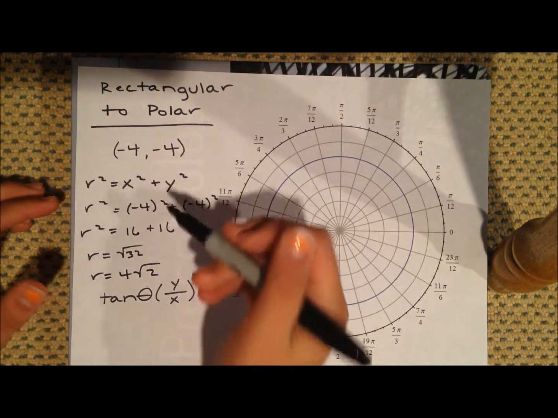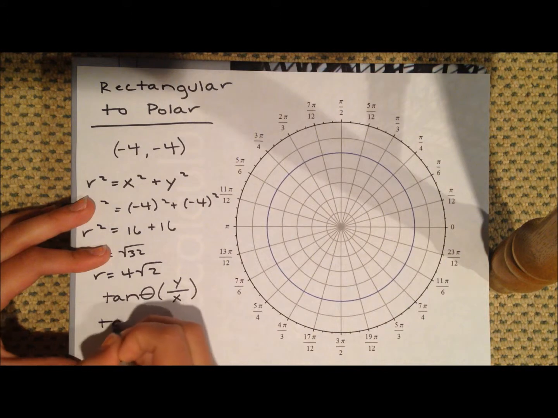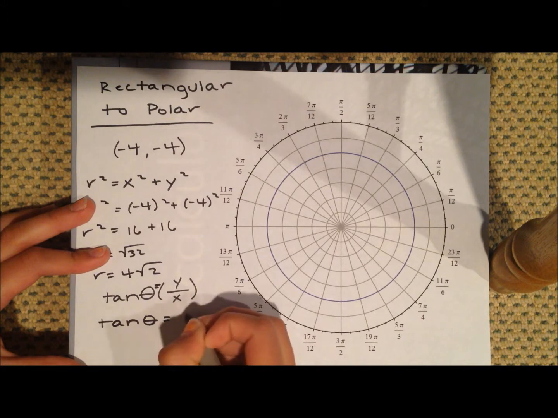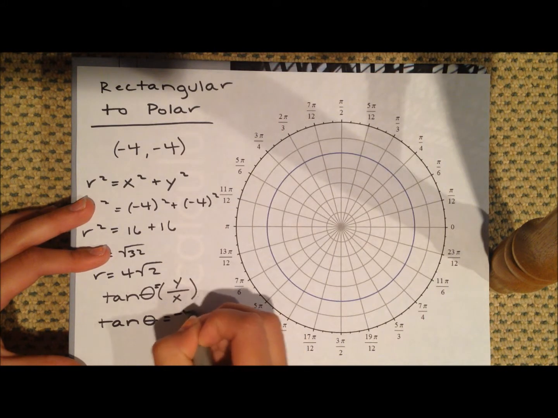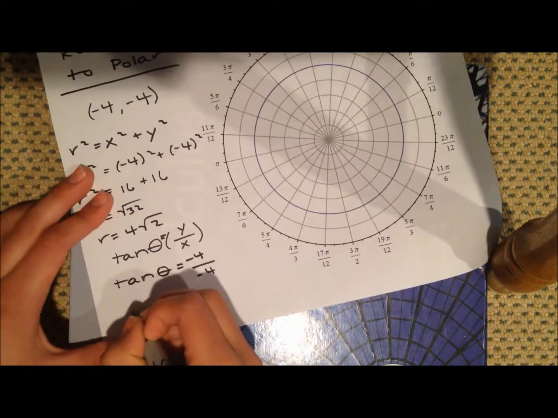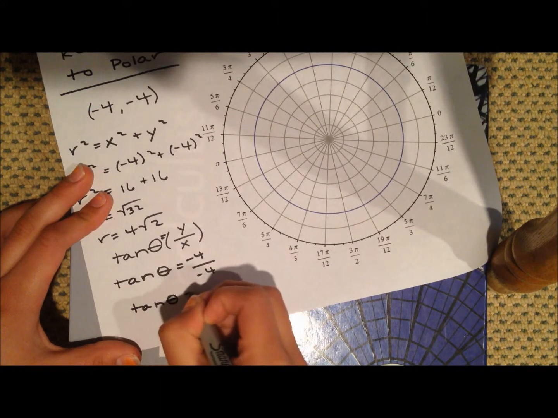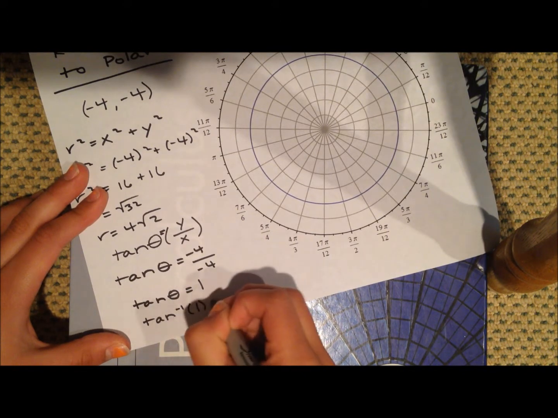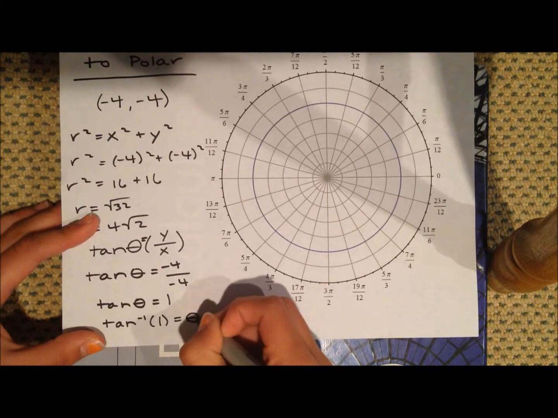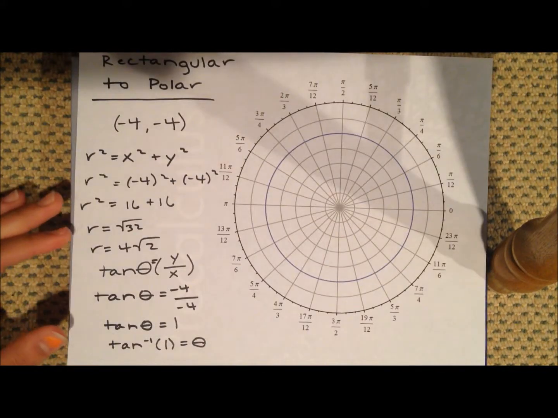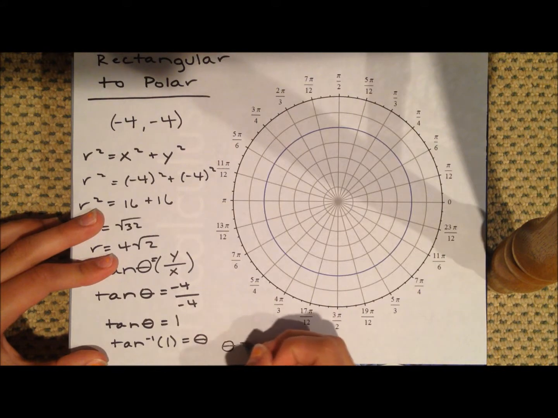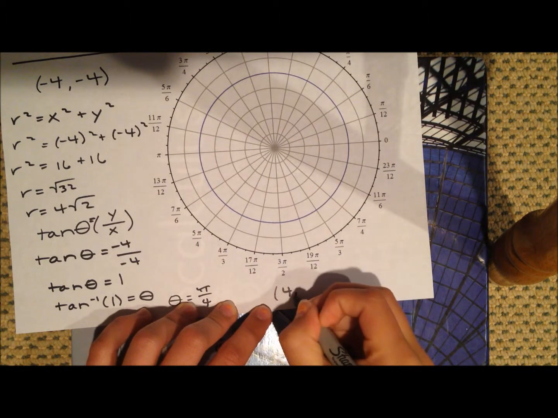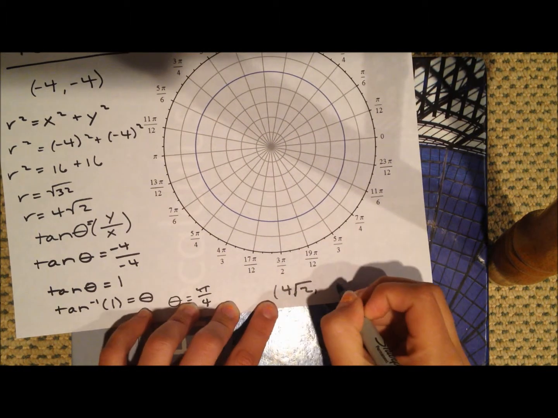The theta coordinate, you can again sub these into the equation. So tan of theta equals negative 4 over negative 4. Tan of theta equals 1. Inverse tan of 1 is equal to theta. The inverse tan of 1 is equal to pi over 4. So the polar equation is 4 root 2, comma, pi over 4.